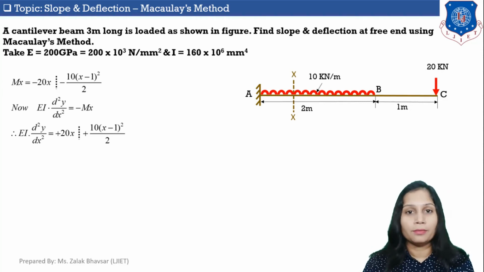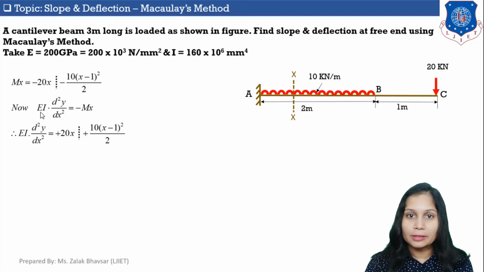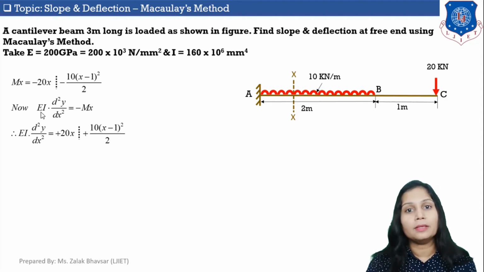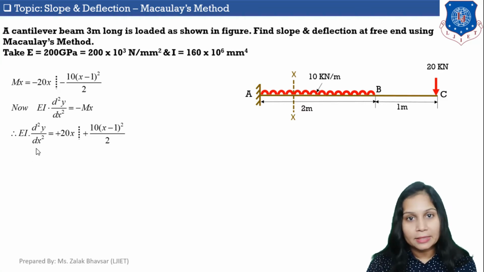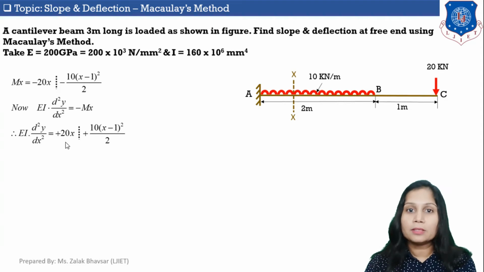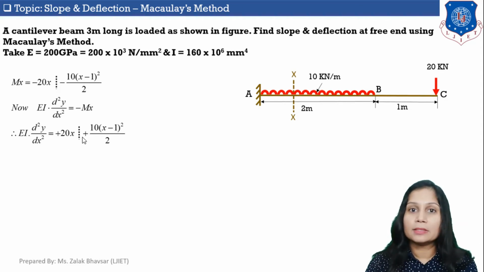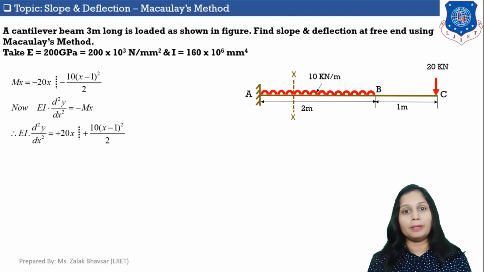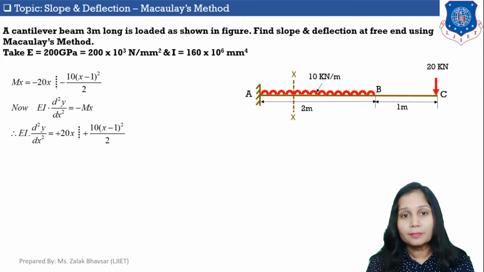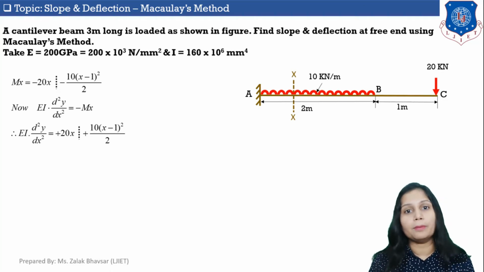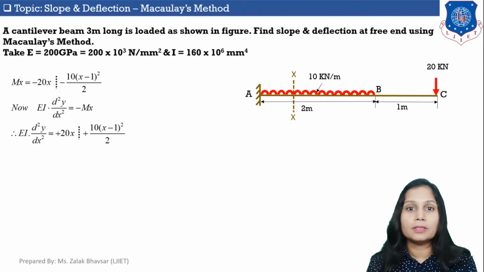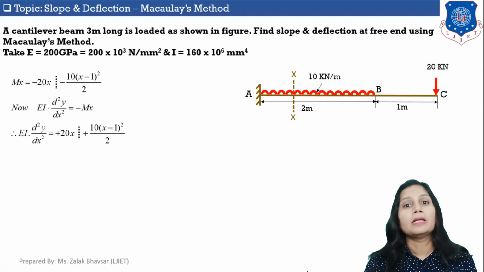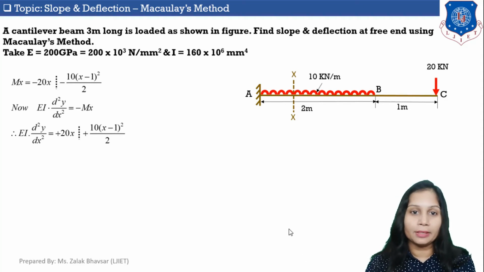Now let's put value of Mx in this differential equation. Then we will get final differential equation as EI d square y upon dx square is equal to plus 20 into x plus 10 (x minus 1) square by 2. So we have completed step number 1. Now let's move to step number 2. So in step number 2, we will perform double integration of this differential equation. So let's integrate this differential equation.